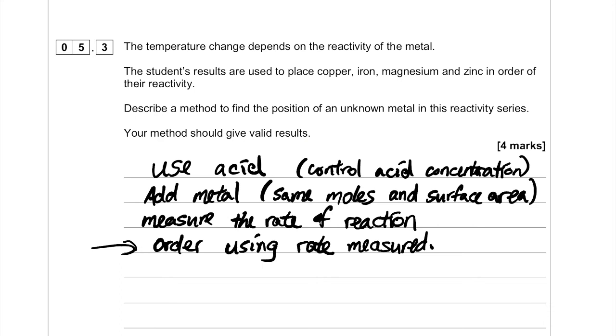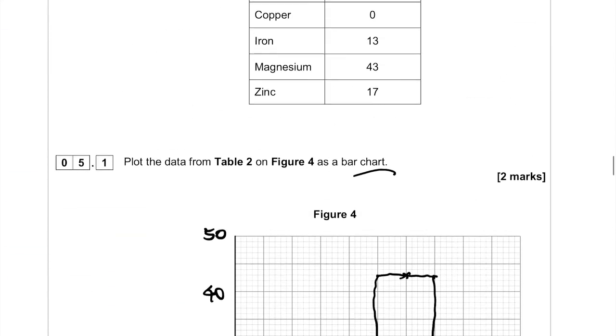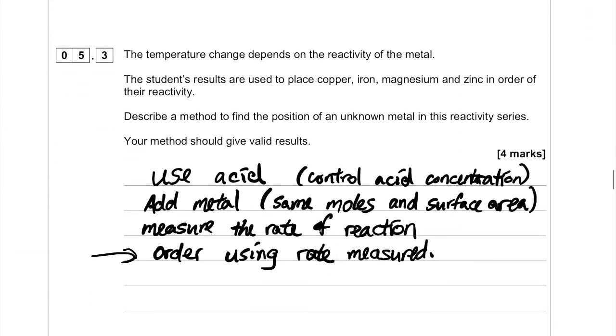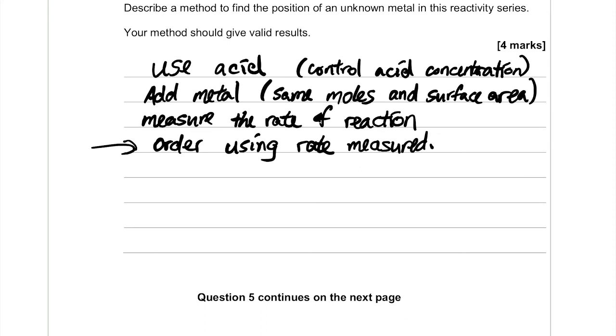So that's the 4 things that you can do. Aside from using acid, you can also use metal salts and find displacement results similar to what the previous question did. And you can measure the change in temperature for reactivity, things like that.